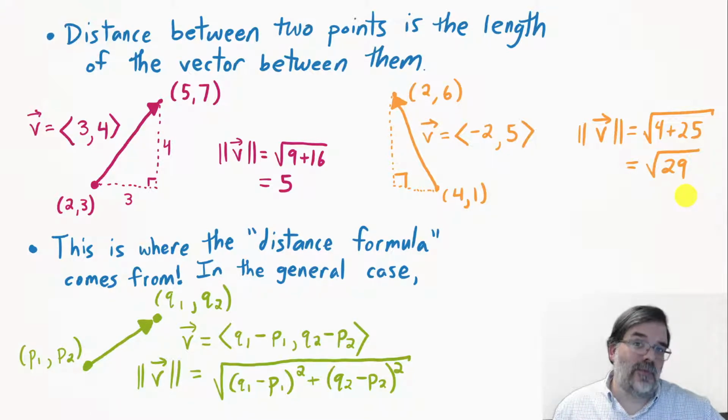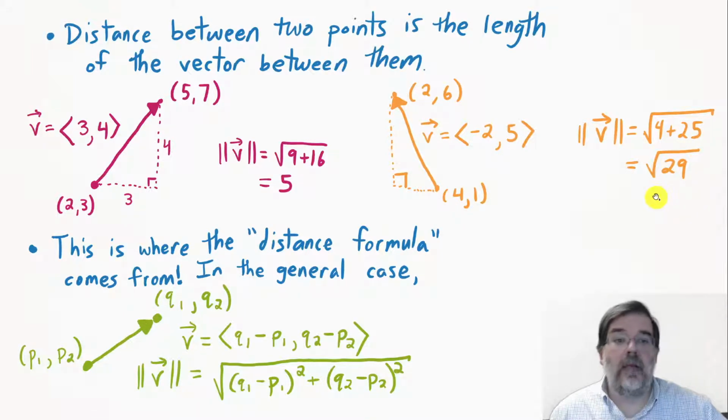And I guess if you really wanted to, you could do some decimal approximation. It'll be 5 point something. But in general, you can also just leave these as square roots. You never really need to simplify in this course.